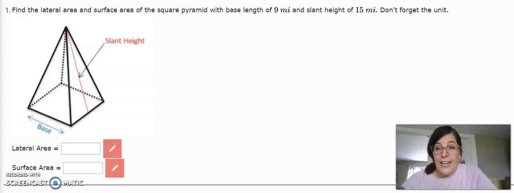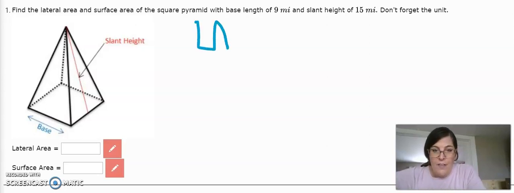Okay, so what we're looking at here is a homework helper video for number one. First of all, let's talk about what we are looking at. We have a square pyramid, and we're trying to find the lateral area and the surface area. So I'm going to look at the formula.